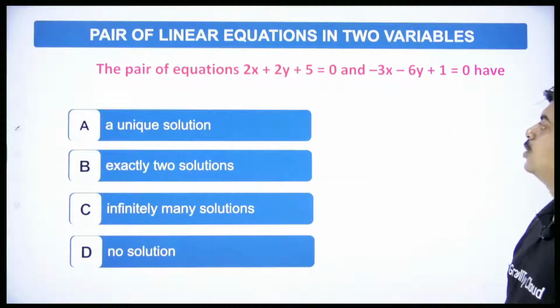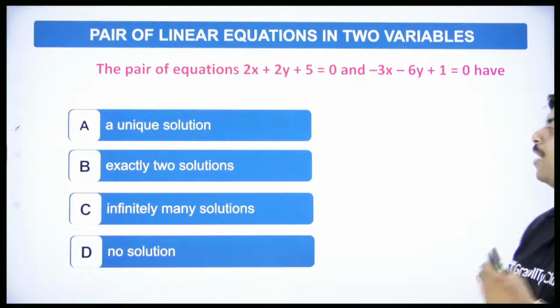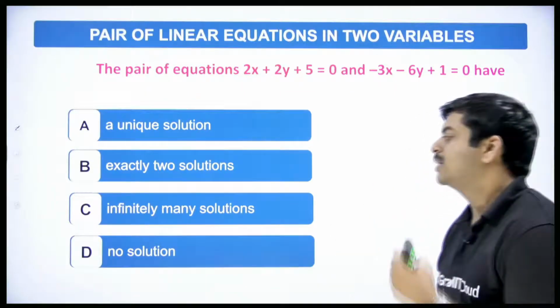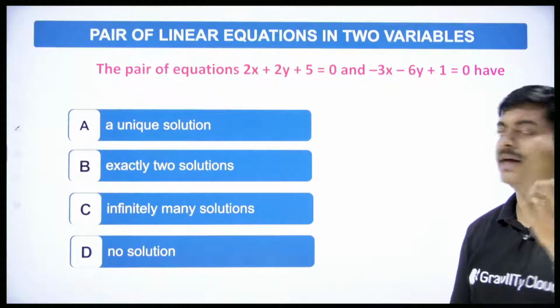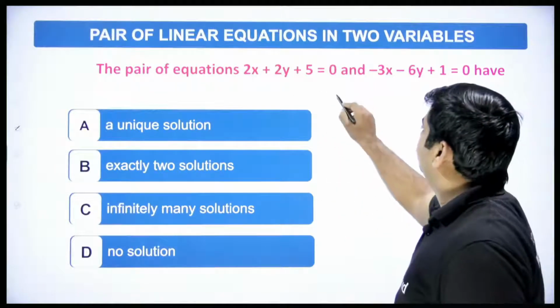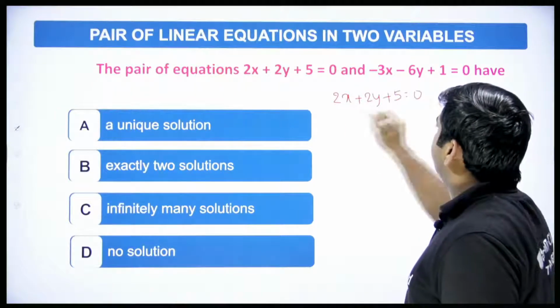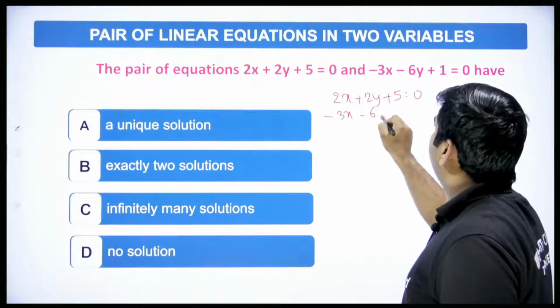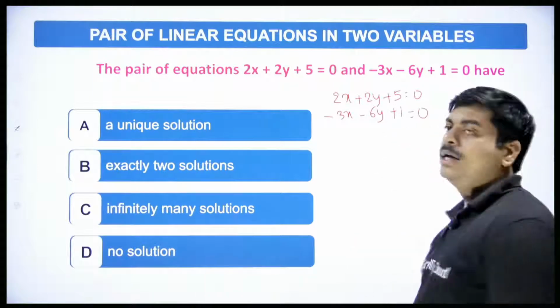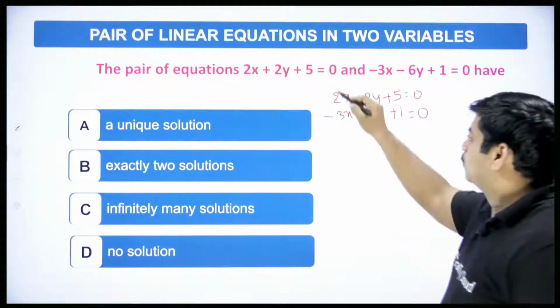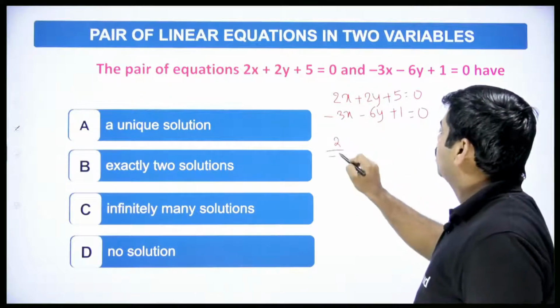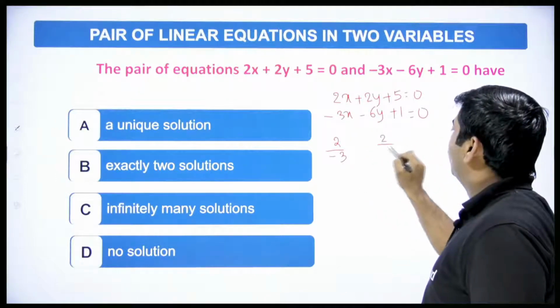The pair of equations 2x + 2y + 5 = 0 and -3x - 6y + 1 = 0 has: unique solution, exactly two solutions, infinitely many solutions, or no solutions. Okay, so now let's try to bring some relations between the coefficients. 2x + 2y + 5 = 0, -3x - 6y + 1 = 0. Now tell me, what is a1 by a2? It is 2 by -3. b1 by b2, 2 by -6.